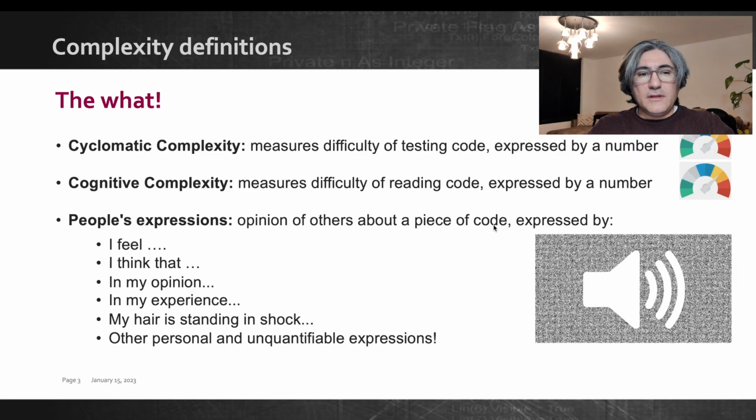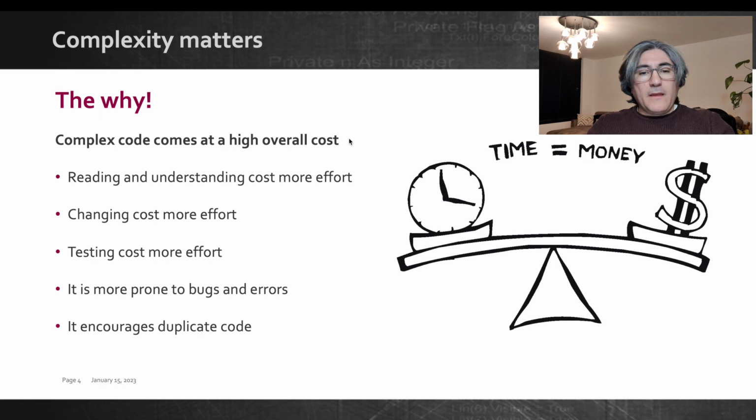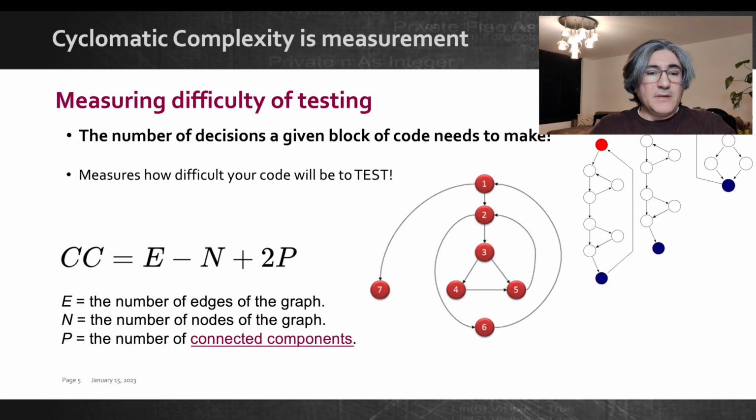We have talked last time about different kinds of complexities. The two obvious ones are the cyclomatic complexity and the cognitive complexity, and of course what people view as complex code. And we talked about the why. Basically, it comes down to time is money, and less complex code is easier to maintain, change, fix. So we talked about that.